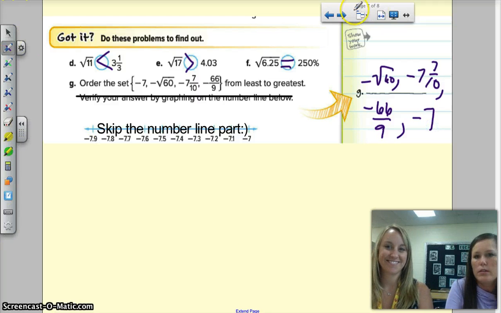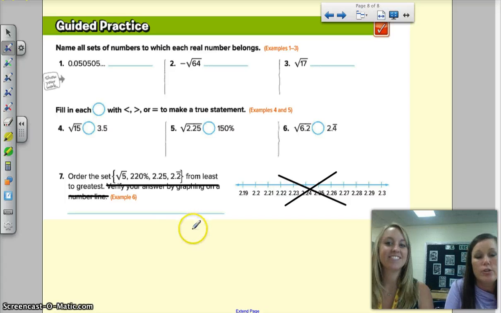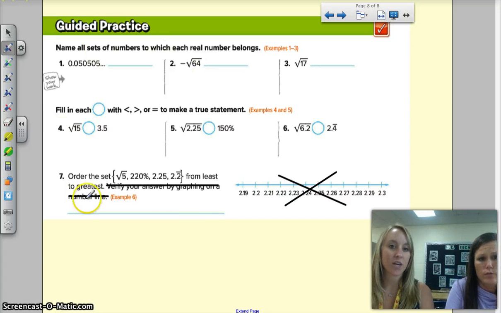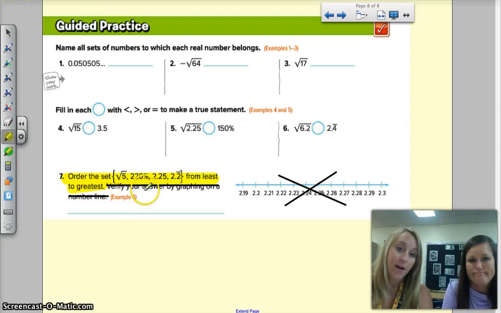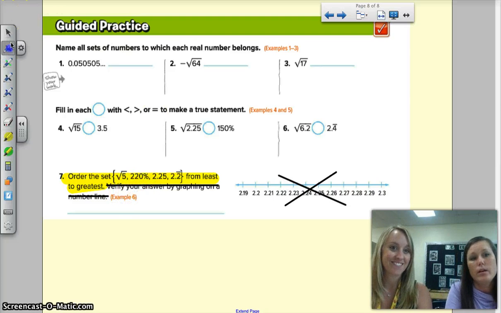All right, here's your guided practice. Notice what is canceled out at the bottom. So you're doing part of number 7, you still have to do this part. You just do not have to verify your answer using a graph. But you're more than welcome to use that number line and plot them on there if that helps you, but you're not required.